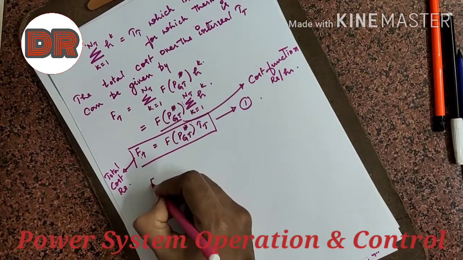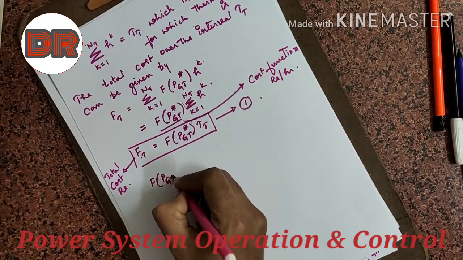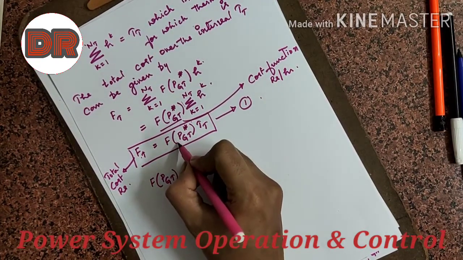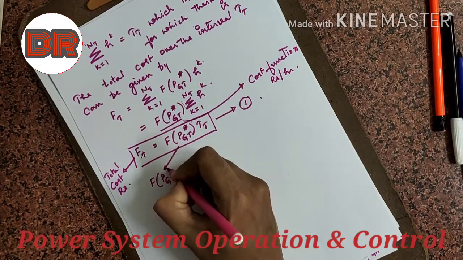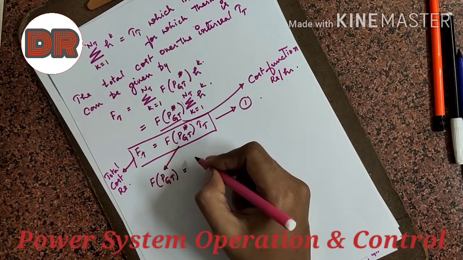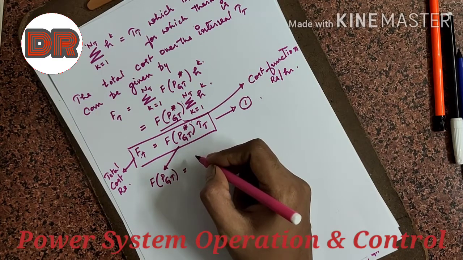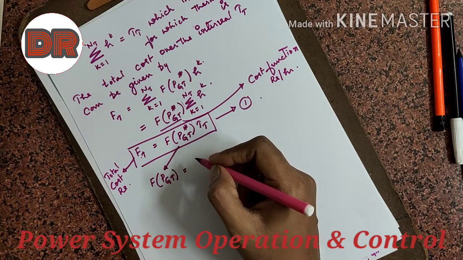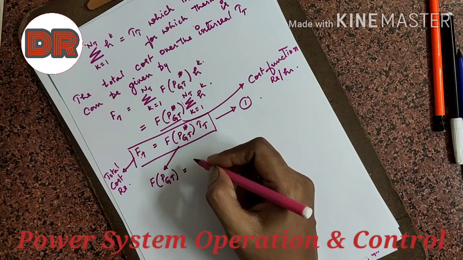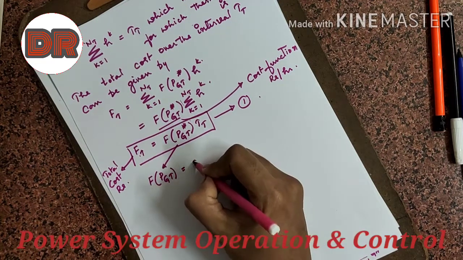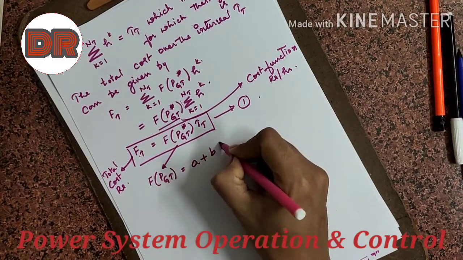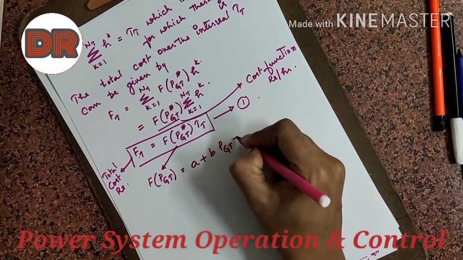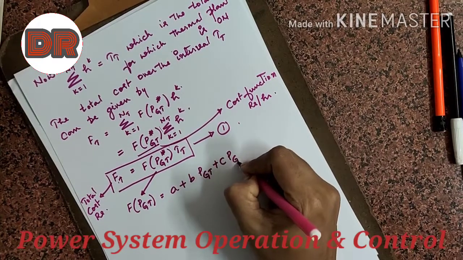So this can be written as the same thing. Now I am writing the equation for this. The equation for this can be written in the form of a quadratic equation. This we have seen in power system analysis too, while studying scheduling of thermal power plants only. It's not a combination, just the thermal power plant only. While scheduling, we have seen this equation, that is A plus B PGT plus C PGT square.